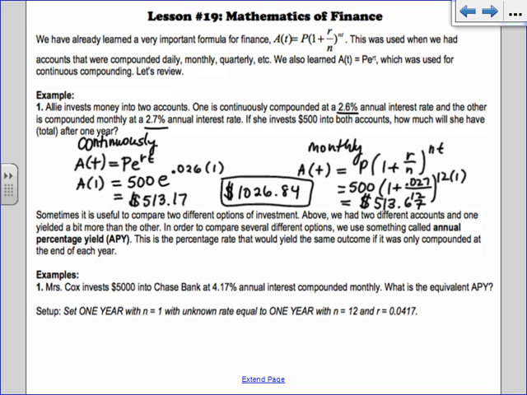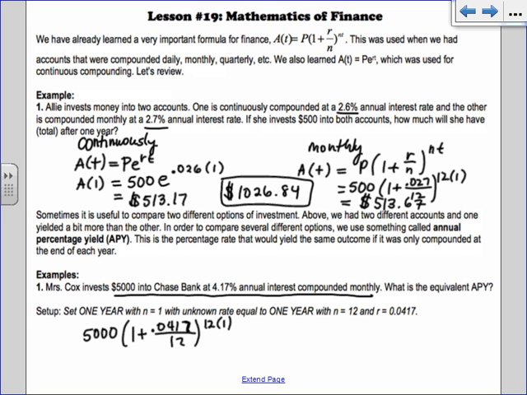So let me kind of explain this problem. So it says Mrs. Cox invests $5,000 into Chase Bank at 4.17% annual interest compounded monthly. Okay, that's not actually what I'm getting at the end of every single month, right? This is just kind of an annual interest around there with the compounded monthly. So if I was finding this problem, we know that we would set it up as the 5,000, and we'd have 1 plus our rate, 0.0417, divided by 12, raised to the 12, and I'm finding at the end of a year.